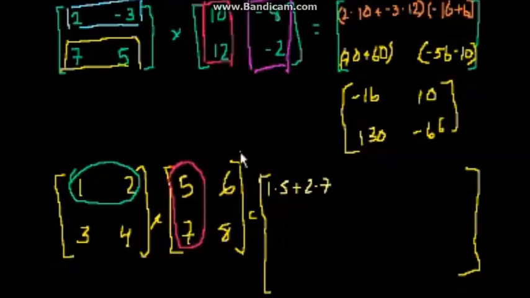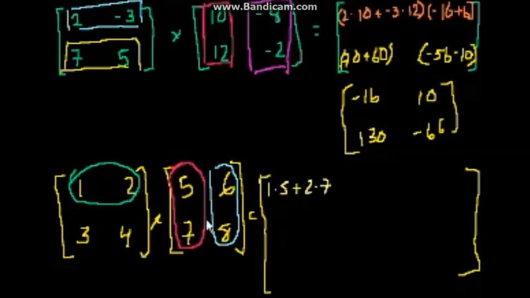And so for this term, it'll be this row vector times this column vector. Let me do that in a different color. So it'll be 1 times 6 plus 2 times 8. So let me write that down. So it's 1 times 6 plus 2 times 8.